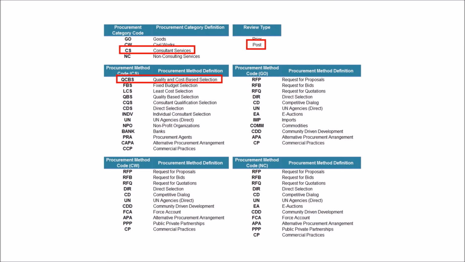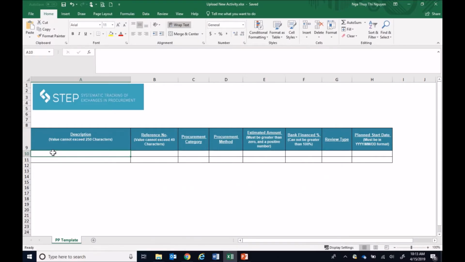For example, I will enter information for a consultant services activity. As shown in the table, procurement category code for consultant services is CS, and procurement method code for quality and cost-based selection is QCBS. The review type code is POST. In the template, I type activity description and reference number.